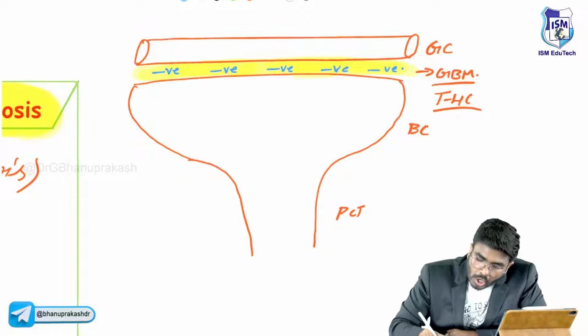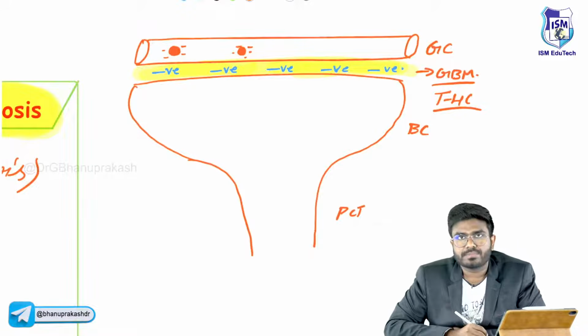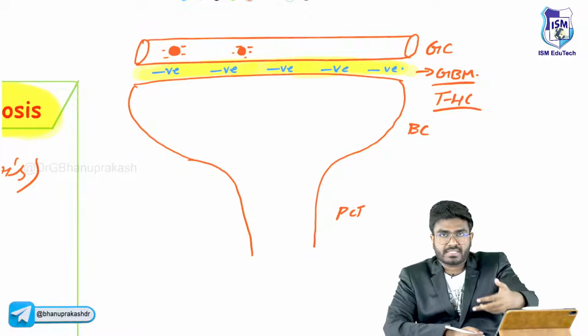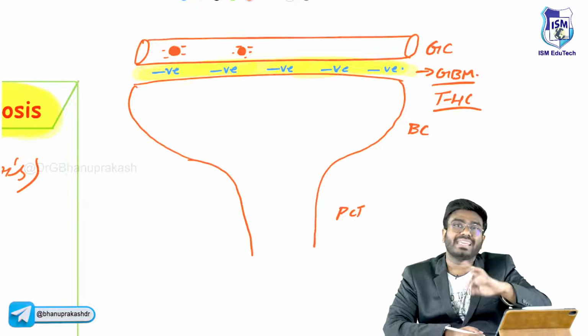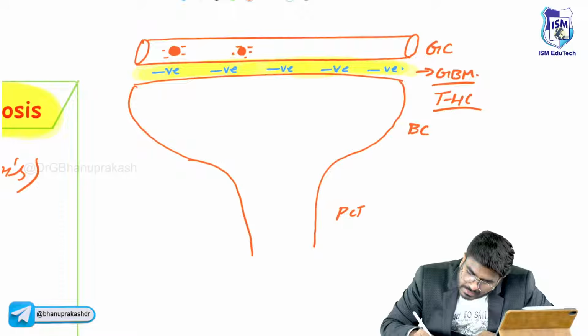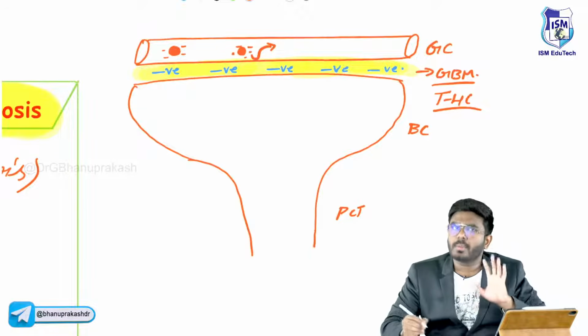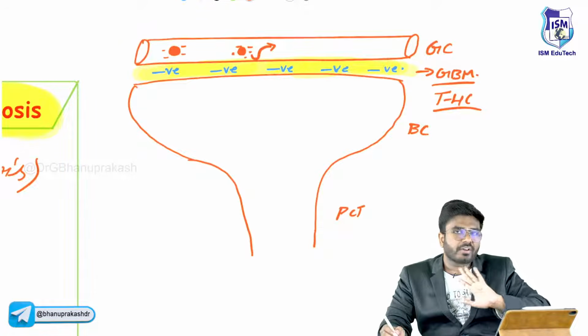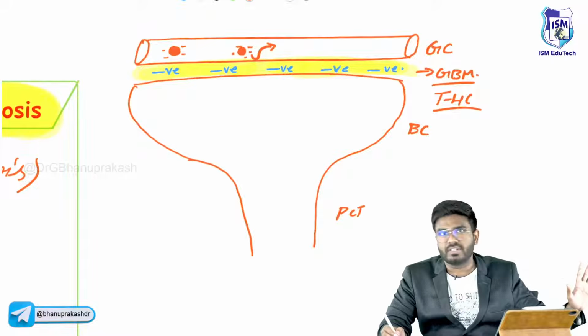Now, look, in the blood, albumin molecules are there. Even the albumin molecules are going to have a negative charge. Albumin molecules are very small molecules, but still they have a negative charge. We know from physics, like charges repel, unlike charges attract. So this negativity will repel the negativity. So normally albumin is never going to be filtered, sir.